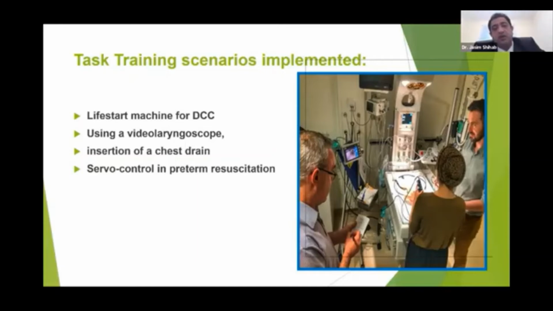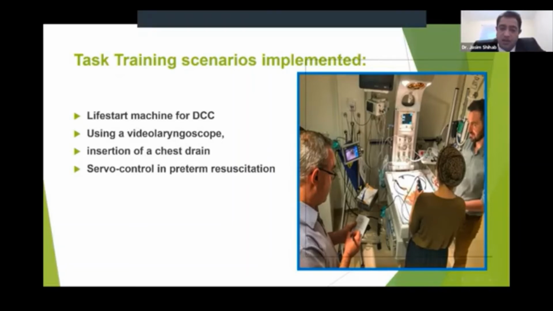They wanted also to understand how to use a video laryngoscope. They wanted separate task training sessions on insertion of a chest drain and servo control and preterm resuscitation. So in the future courses, we started having task training sessions for these procedures as well. Here you can see one of my colleagues training trainees on how to use the video laryngoscope. You can see the video laryngoscope here and how they are using it.